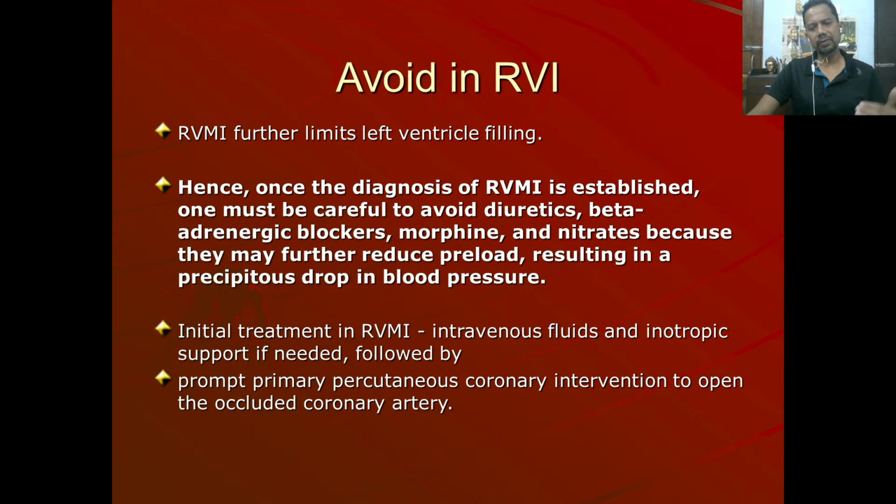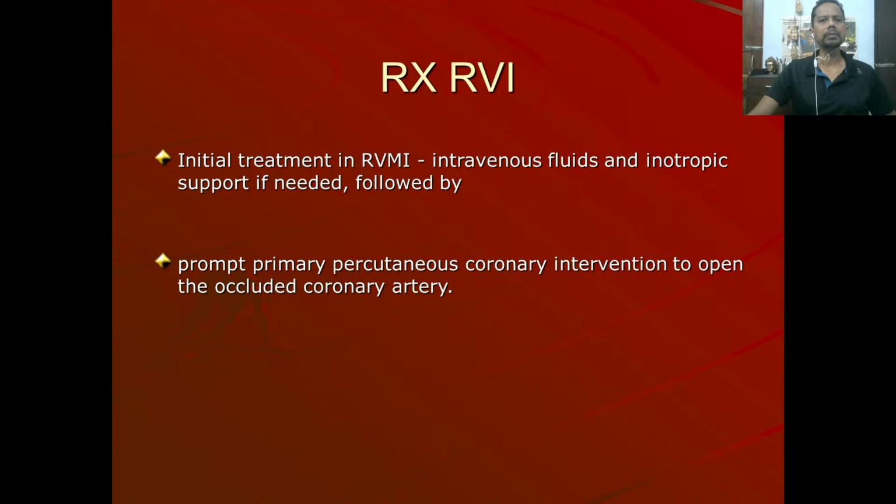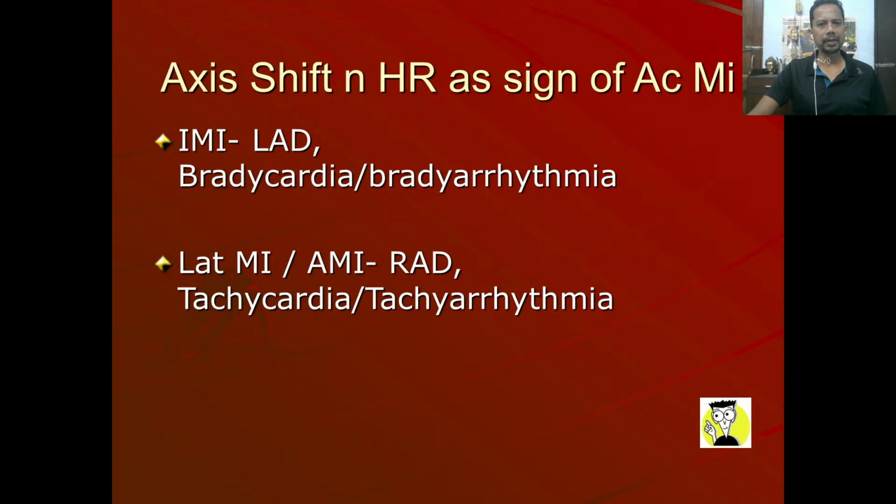In inferior wall MI, give IV fluids, normal saline you can give, and then add vasopressor slowly, bring the BP up, you may add nitrates then. And you do early PCI, so active intervention. Treatment we have already discussed: IV fluids, inotropics and early intervention, PCI. Inferior wall MI, LAD, bradyarrhythmias; lateral wall MI, anterior wall MI, it will cause RAD, tachyarrhythmias, tachycardia.